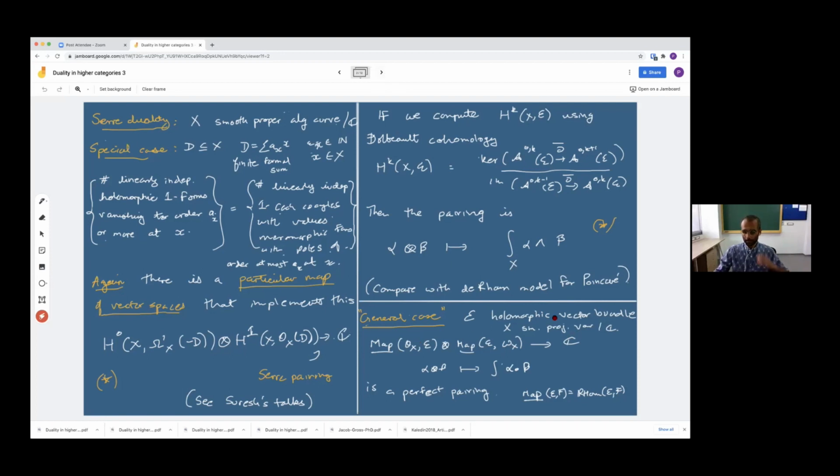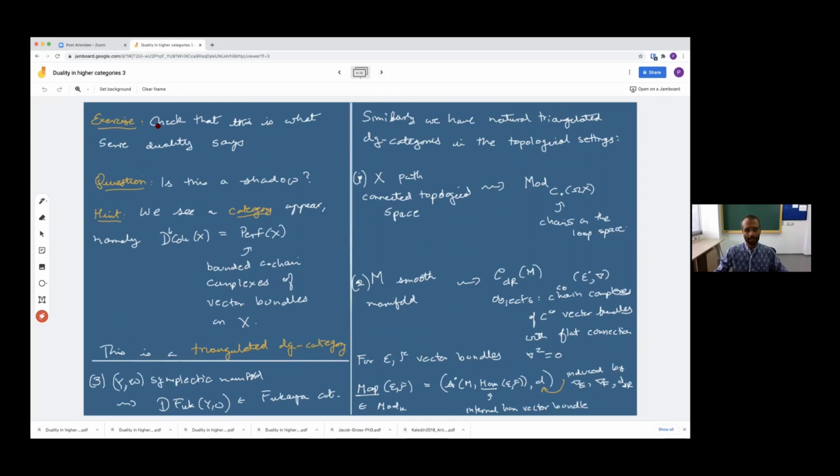So this is a perfect pair, right? So the exercise is to check that this is what Serre duality says. So Serre duality, as was described by Suresh, this is what it's saying. Sorry. Okay, I'm having some technological issues. Yeah, I've moved to the right side. Good. So here's the question again.